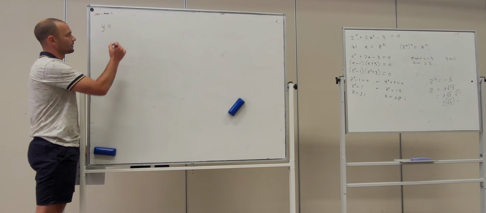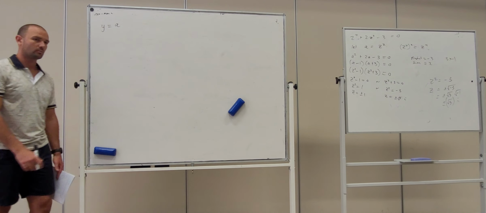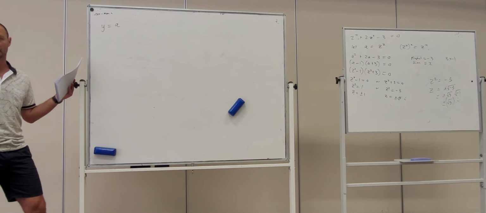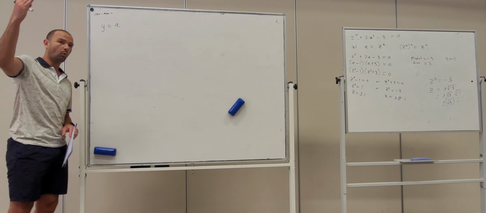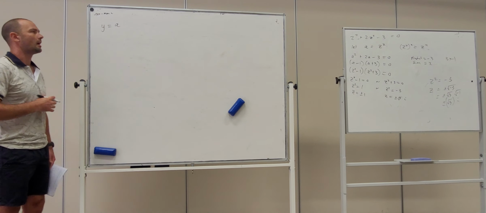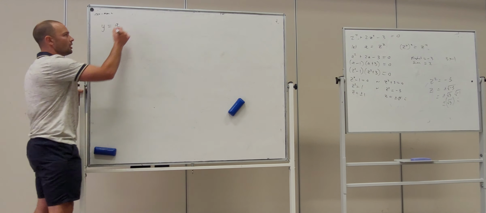The first is that we've got a out the front. We don't know what a is. a is the dilation factor. It could be any number. Because we're finding all cubics, we just denote a as some real number, and we'll express that in a moment.